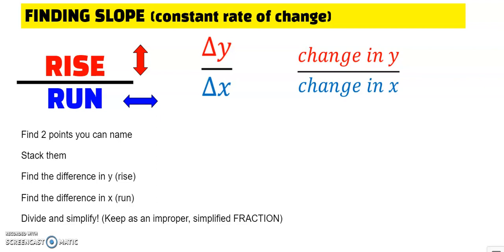Okay, some people say rise divided by run. Rise is our y's, run is our x values, that horizontal movement. But we're going to call it change in y over change in x. These triangles right here are just shorthand to tell us change in y divided by change in x. It's delta y over delta x, but that delta is change in y divided by change in x.